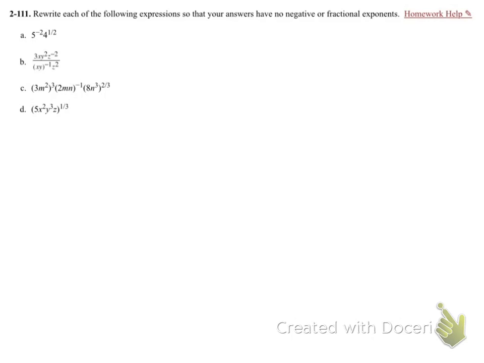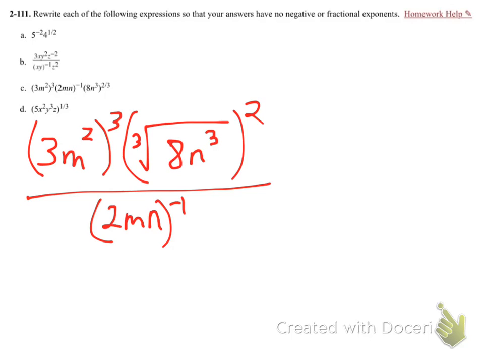Problem C. I'm going to first of all take a look at this problem here, and we have a negative exponent there and we have a fractional exponent there. So I'm going to rewrite it with that information. So if I rewrite this, that negative exponent goes in the denominator, and I should here have a positive exponent. I just took that negative away. So there's a positive exponent.